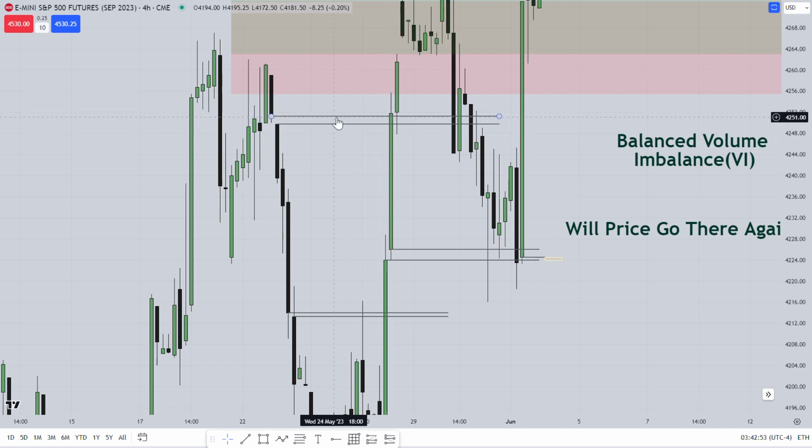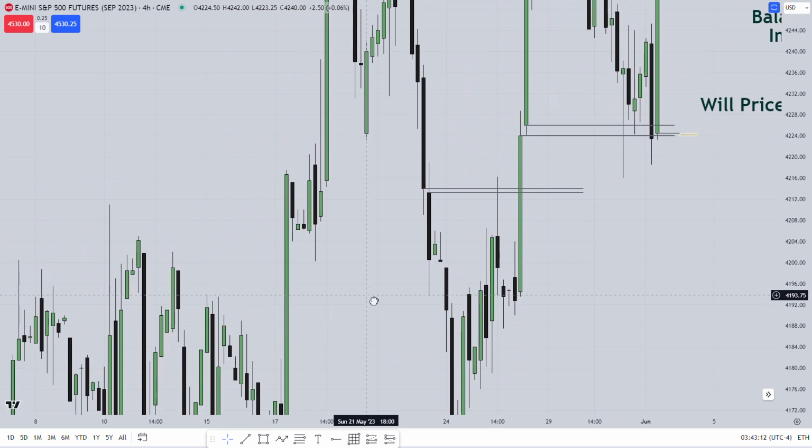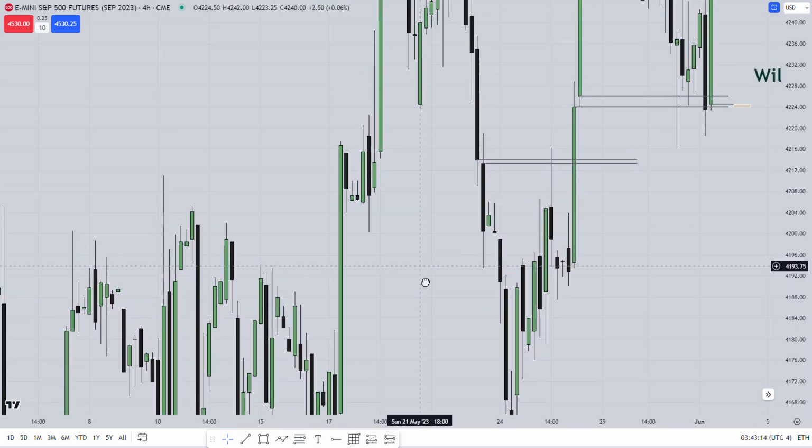For a volume imbalance to be balanced, we need both candles, this bear candle and this bull candle, both of them, not wicks. If wicks come 2, 3, 4 times, I don't care. This imbalance will still be an imbalance, not balanced. Let me think about another gap.